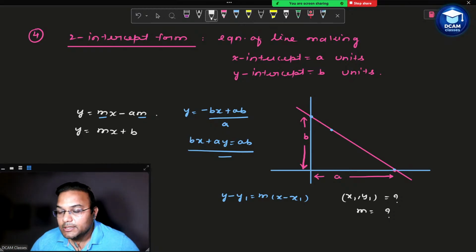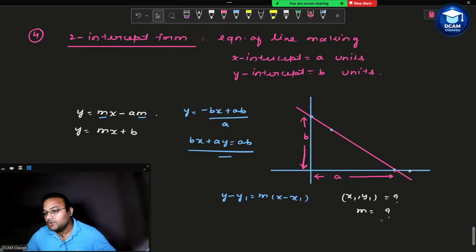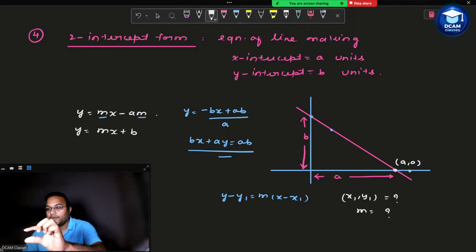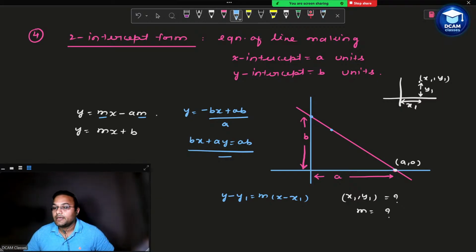See, this distance is a from the origin. So, through coordinate geometry, I can write this point as a comma 0, because for this point the y distance is 0 and the x distance is a. If I take x1, y1, then this distance is x1 and this distance is y1. But for this particular point, y distance is 0, x distance is a, so I can write this as a comma 0. In the same way, I have got one point actually.